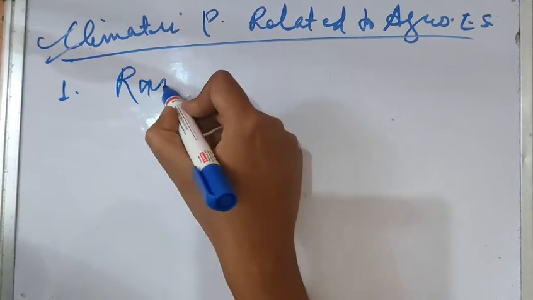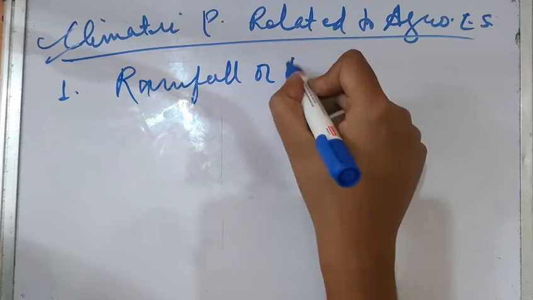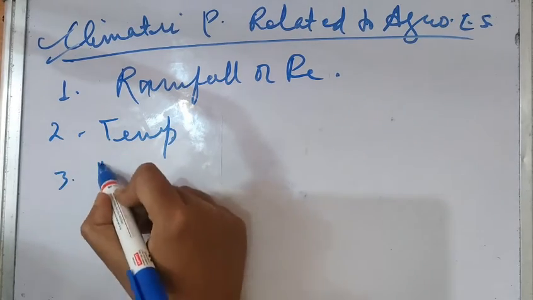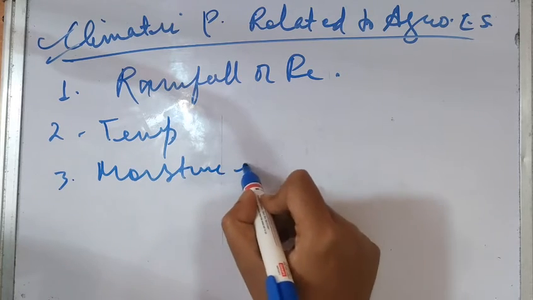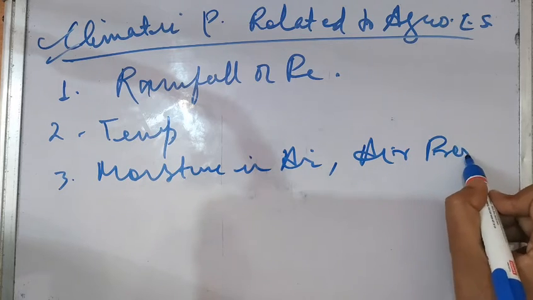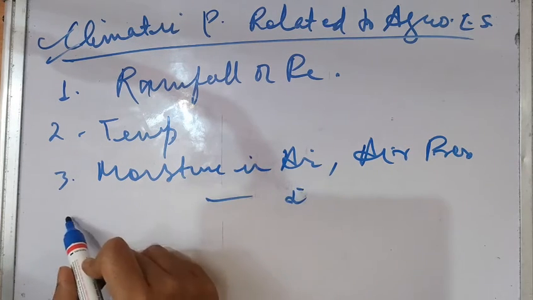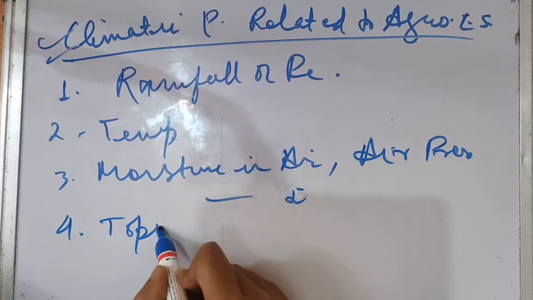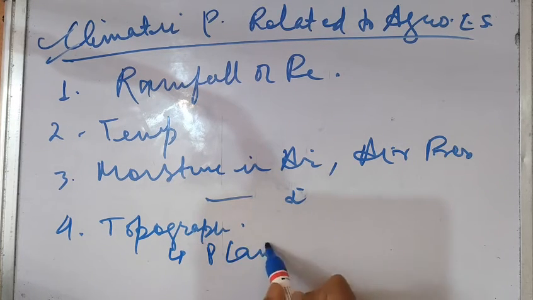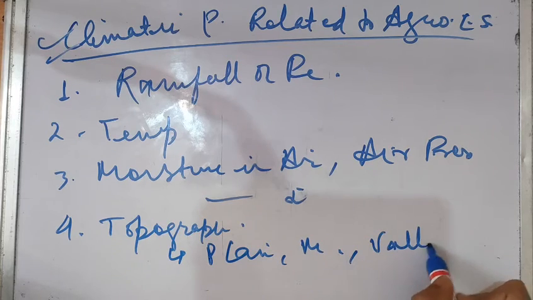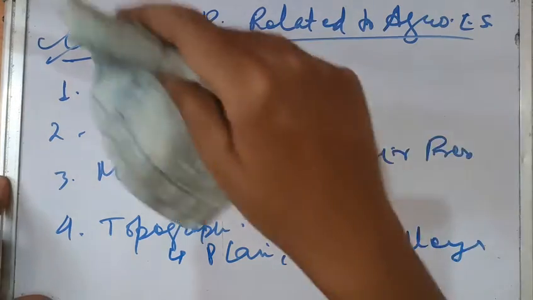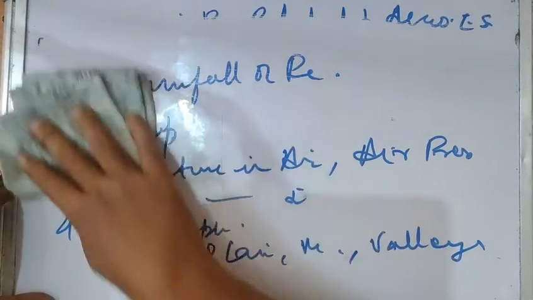You all know some climatic parameters: rainfall or precipitation, temperature, moisture in air, pressure, or other parameters dependent on air. We have got topography, which kind of topography is it? Is it plain? Is it mountain? It is valleys. So these are some common climatic parameters related to agro ecosystem. I hope you will elaborate it as per you.